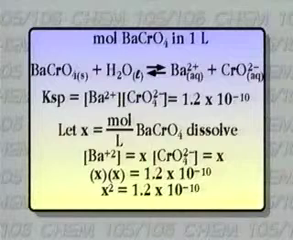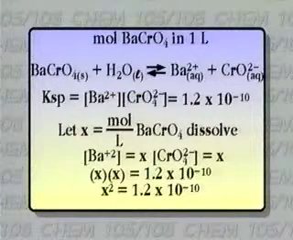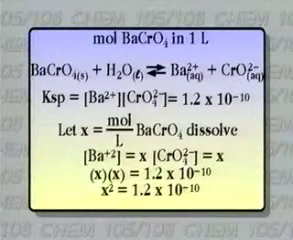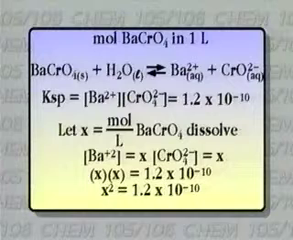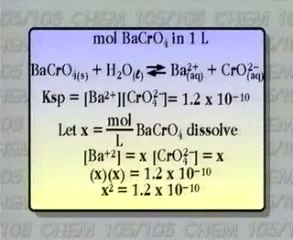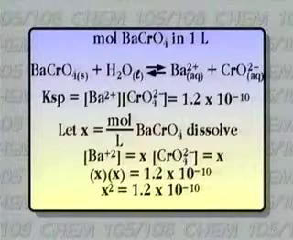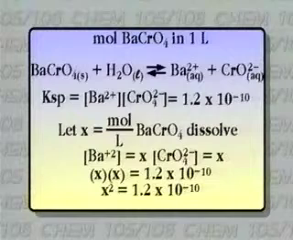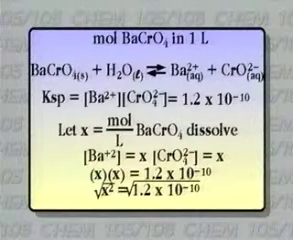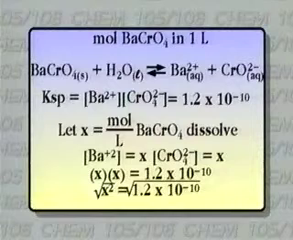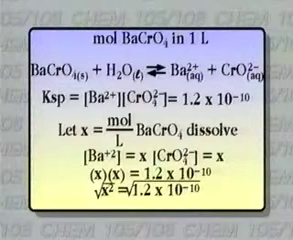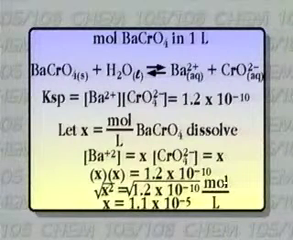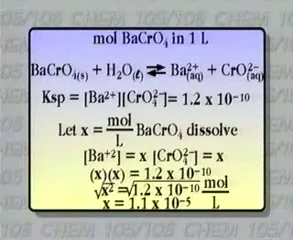Right now we have everything listed, and the only question I have left is what do I need to do to solve this now to get a value for X? Remember, we can do anything to an equality we want to as long as we do the same to both sides. I heard somebody say it. Let's take the square root of both sides. The square root of X squared is X. And X will then become equal to 1.1 times 10 to the minus 5.